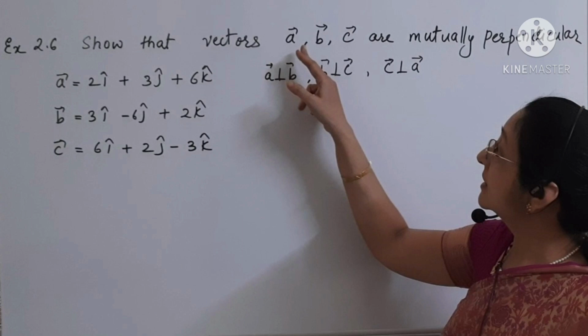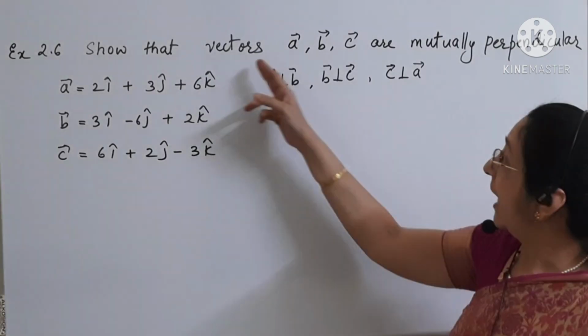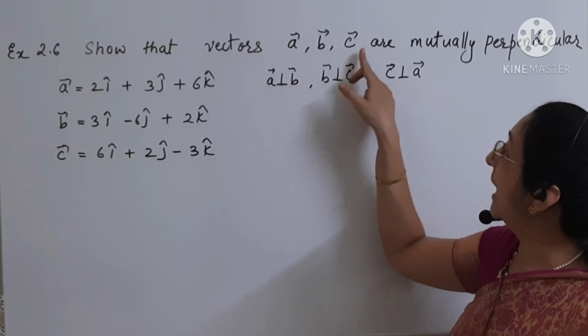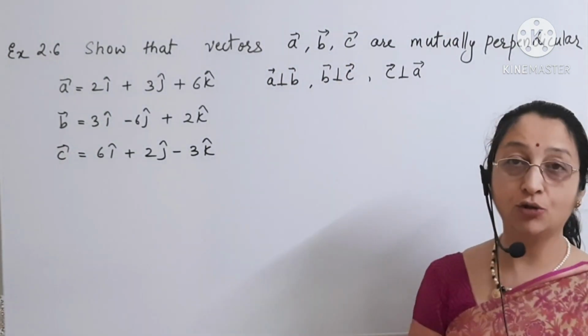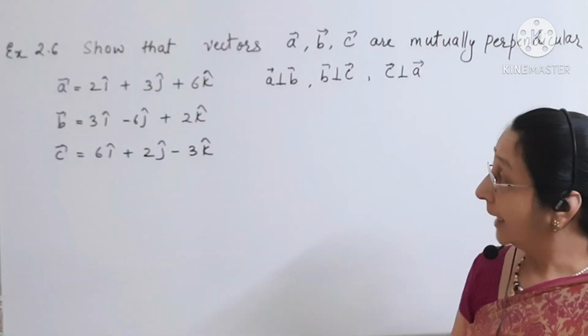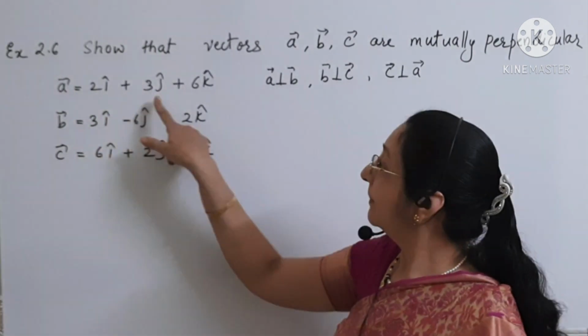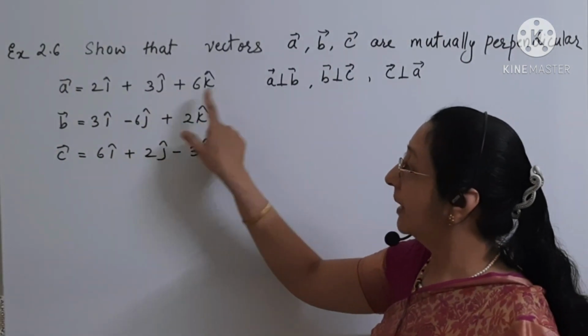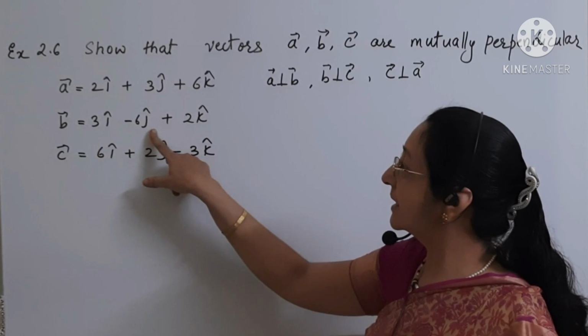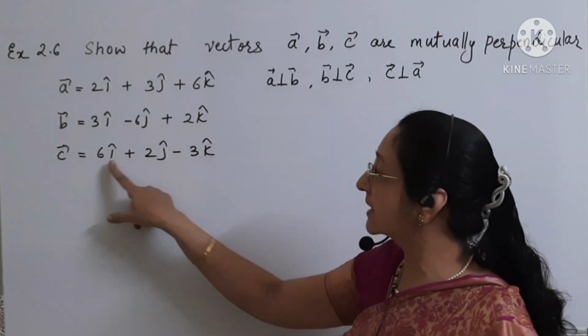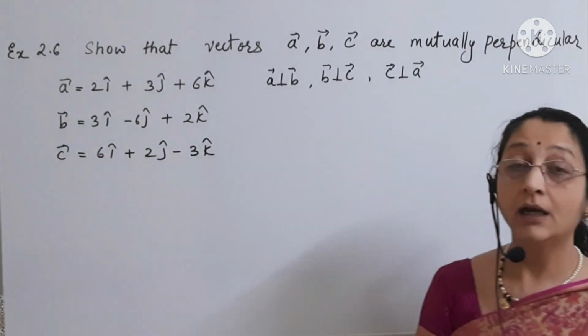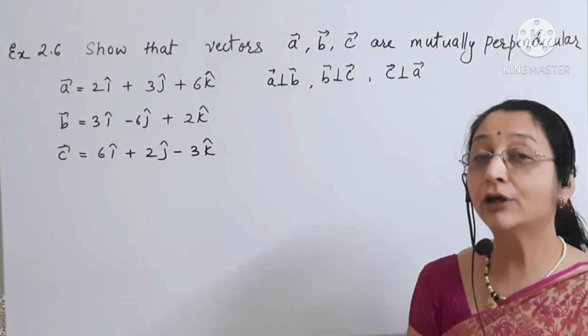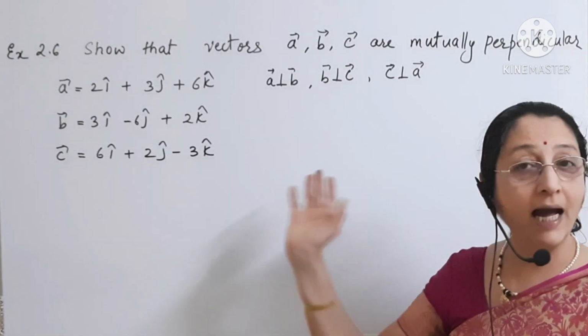Hello friends. Show that the vectors A, B and C are mutually perpendicular, where vector A is 2i plus 3j plus 6k, vector B is 3i minus 6j plus 2k and vector C is 6i plus 2j minus 3k. हे तिन्ही वेक्टर्स हे त्यांच्या रेक्टँग्युलर कंपोनंट्समध्ये आपल्याला दिलेले आहेत.